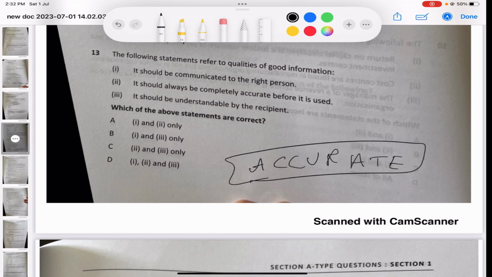Okay, it should be communicated to the right person, definitely. It should always be completely accurate before it is used. See, completely accurate. You can never ask for something to be 100% accurate. So this is incorrect. It should be understandable. Okay, so 1 and 3 is correct. So my answer to question number 13 is correct.